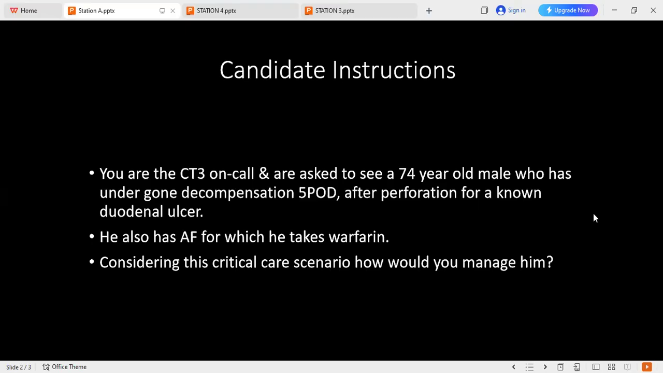Okay. Right. So if you're ready, I'll start the timer. So if you've read and understood the critical care scenario, please tell me how would you manage this patient?